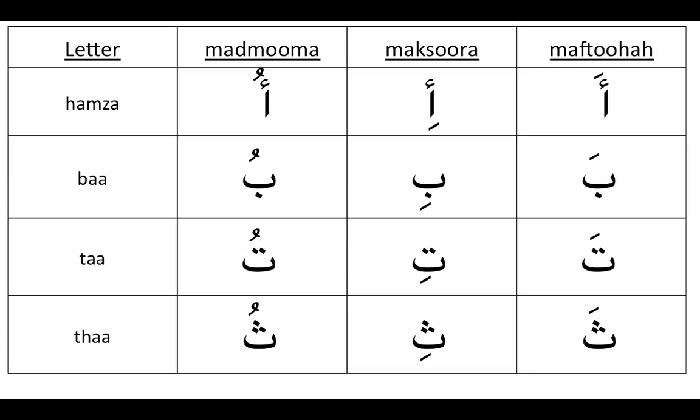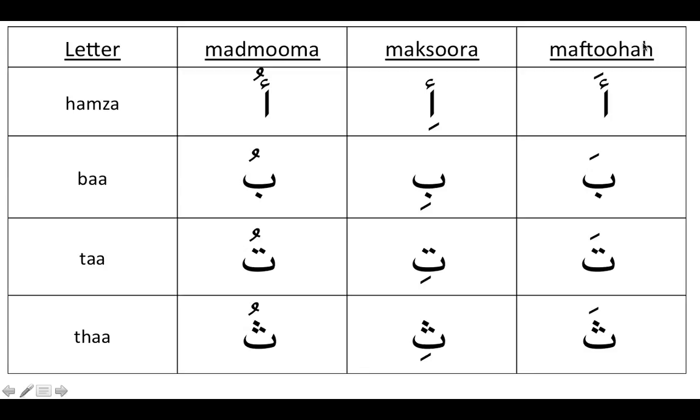Next I wanted to show you a grid of what the 28 letters in the Arabic language look like when the diacritics are placed on them. The first column denotes the name of the letter. The second column denotes what the letter looks like when that diacritic is placed on it. Remember, when a damma is placed on it, the letter becomes a madmooma. So this is the madmooma column, and all the letters in it appear with a damma on them. The maksoora column has all the letters in the Arabic language with a kasra below them.